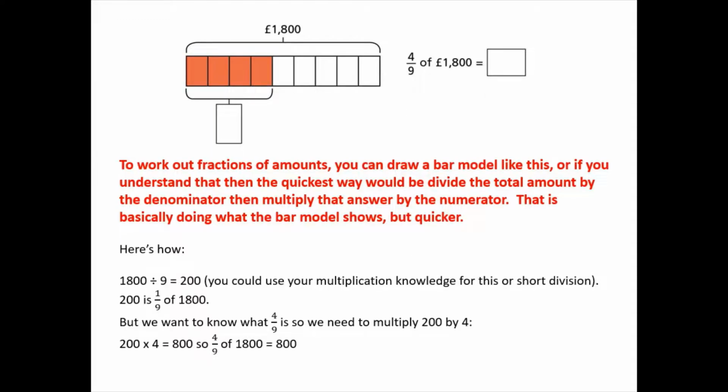To work out fractions of amounts, you can draw a bar model like this, or if you understand that, then the quickest way would be to divide the total amount by the denominator, like we said before, then multiply the answer by the numerator. That is basically doing what the bar model shows, but quicker.